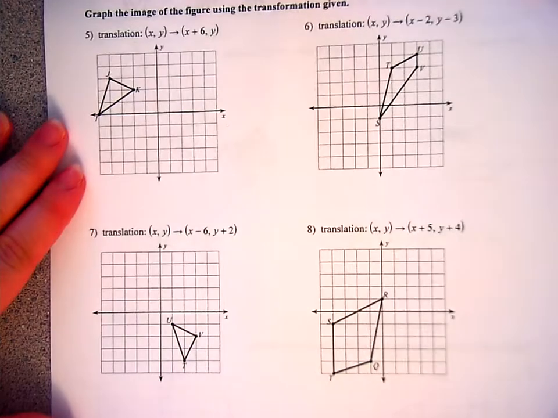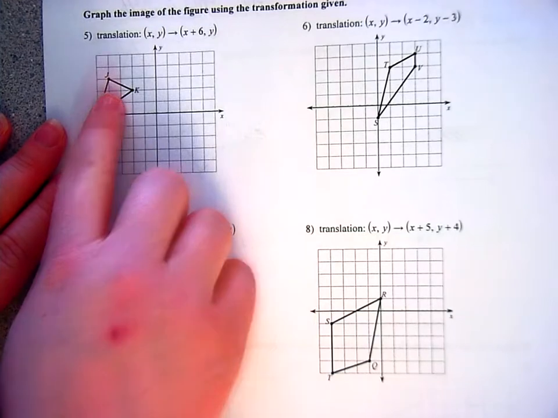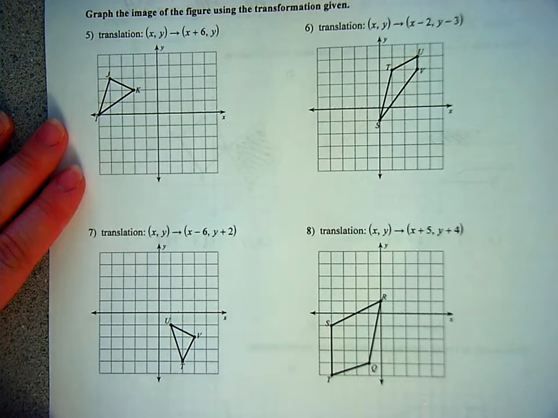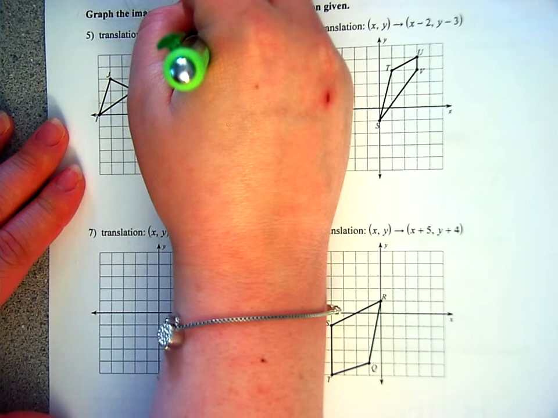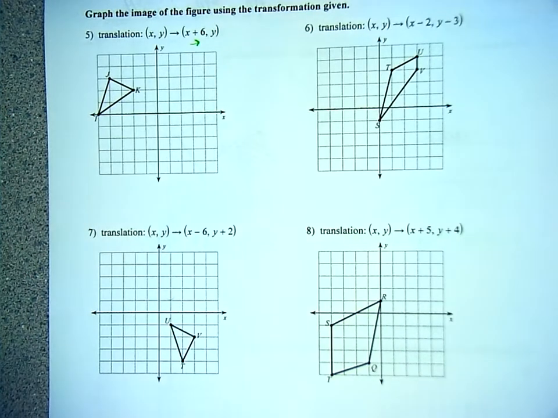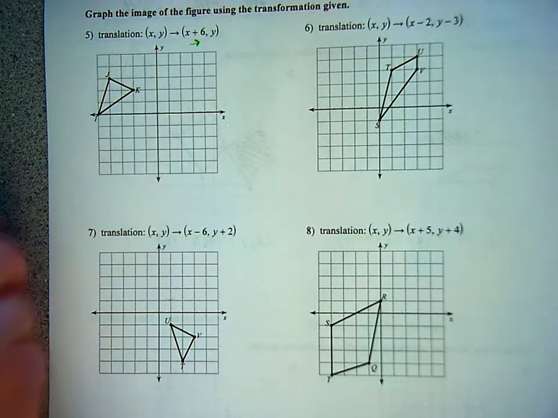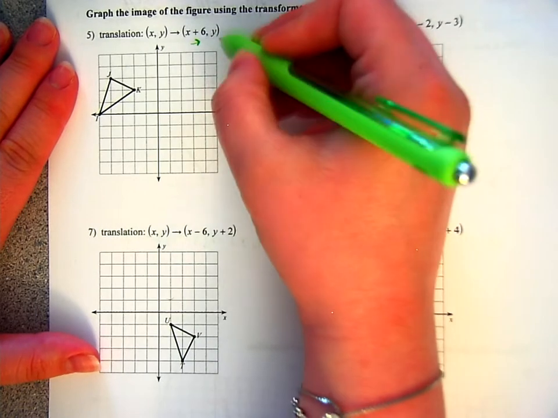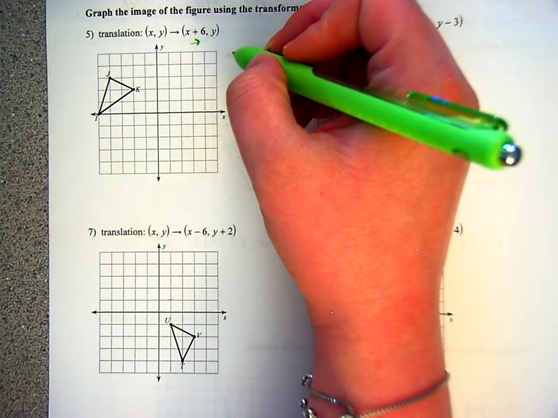We're going to flip over to number 5. Now number 5 has given us the pre-image and it's asking us to do this translation. So we have x plus 6 and then just y. Plus 6 means we're going to go to the right 6. So we're going to count from each point to the right 6. We just have y, so y is not going up or down. Y is just staying the same.